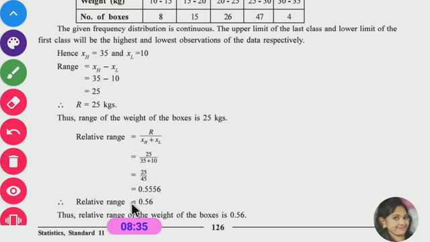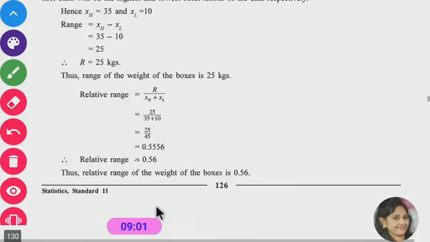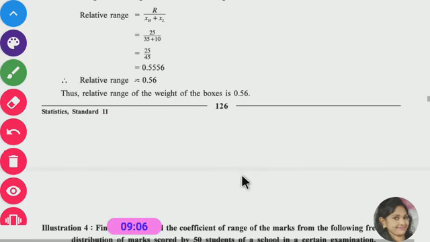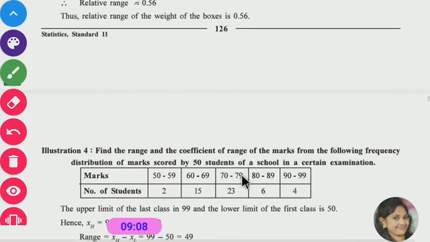0.5556. Relative range is approximately 0.56, because if the third number after the decimal point is 5 or more than 5, you will add 1. So here 0.55 becomes 0.56. This is a relative range, so you will not mention a unit, kg. Relative range of the weight of boxes is 0.56. In the same way you will complete question number 3 of exercise 4.1.